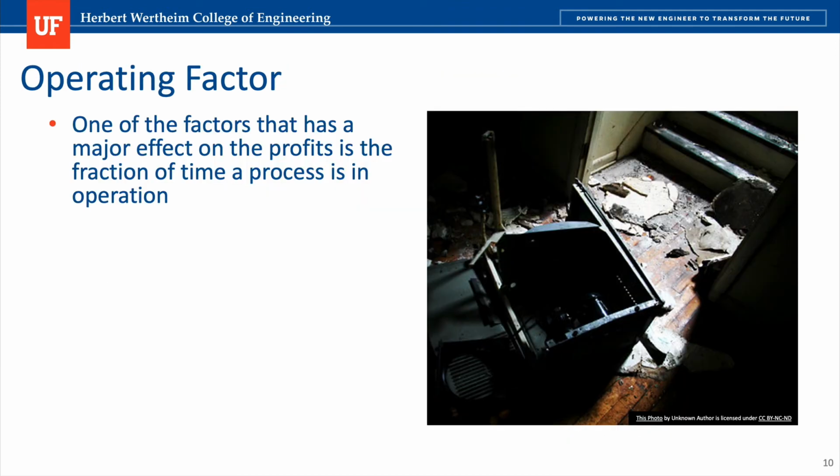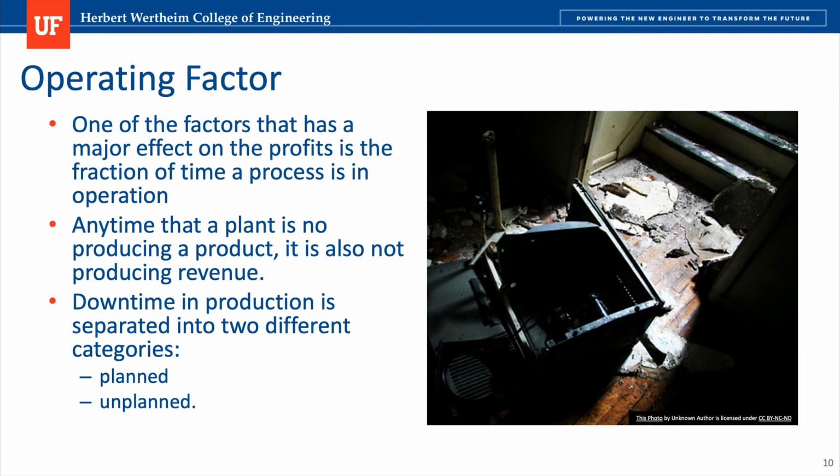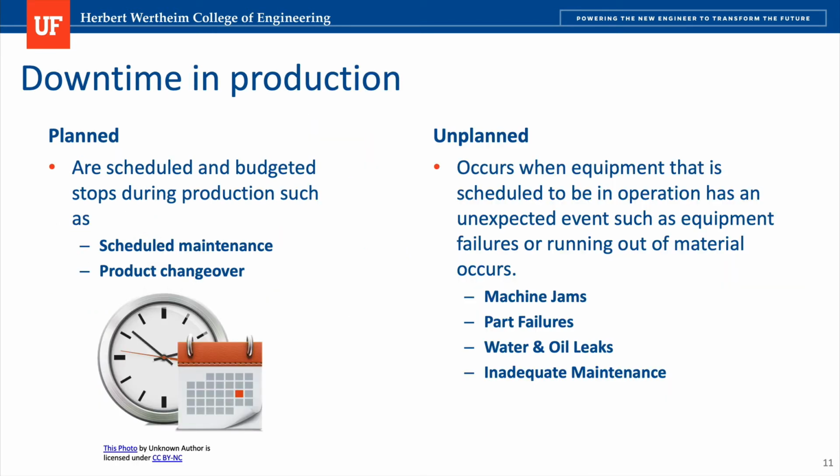The operating factor is one of the factors that has a major effect on the profits, and it's basically the fraction of time a process is in operation. Anytime that a plant is not producing a product, it is also not producing revenue. Downtime in production is separated into two different categories: planned and unplanned. Planned downtime is typically scheduled and budgeted stops during the production, such as scheduled maintenance and product changeover. So let's say that you need to maintain turbines because you're producing energy out of steam.